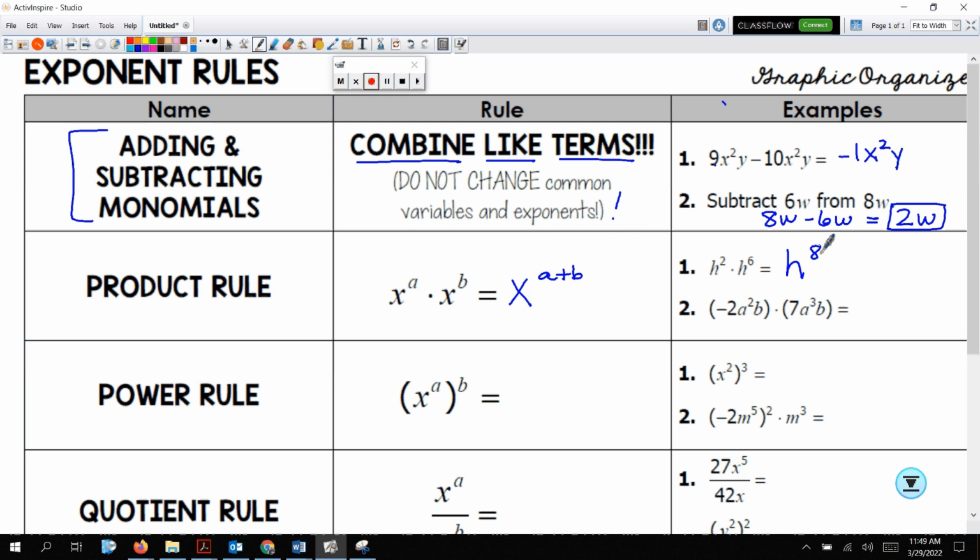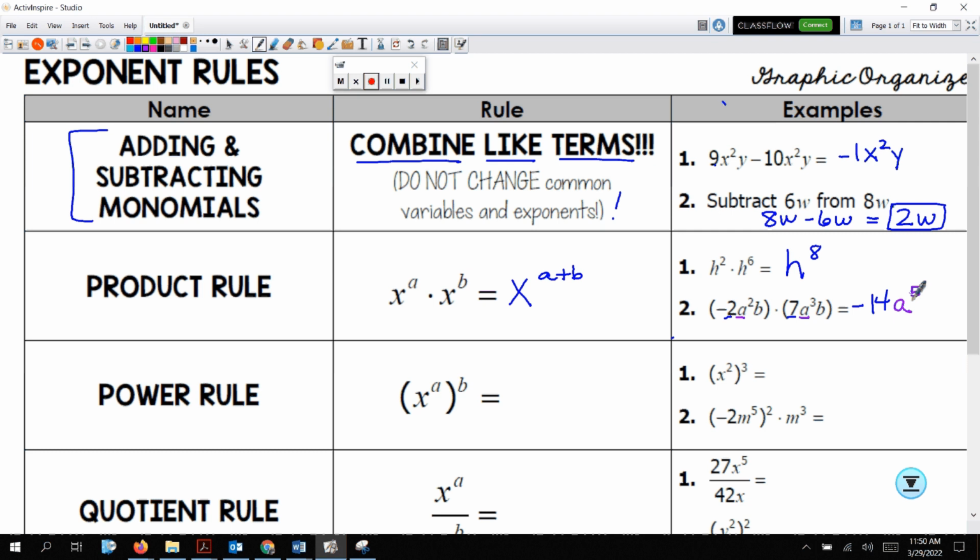Okay? When you have coefficients, this is a coefficient, meaning it's a number in front. It is not the base. You actually multiply those together. Negative 2 times 7 gives us negative 14. Then I look at my like bases. Here I have a base A raised to the second, base A raised to the third. We add those exponents together. So I get A to the 2 plus 3 is 5.